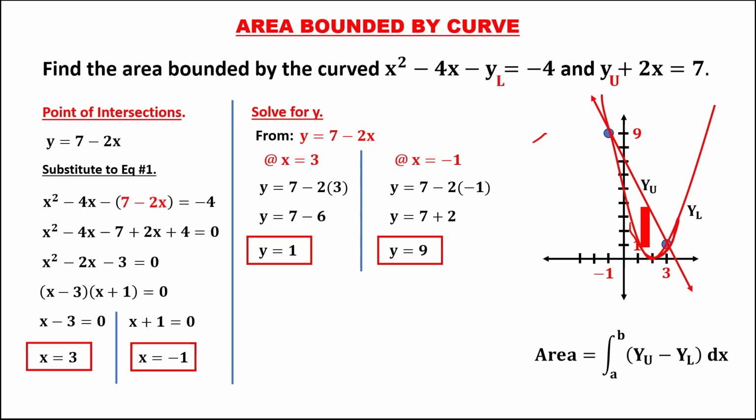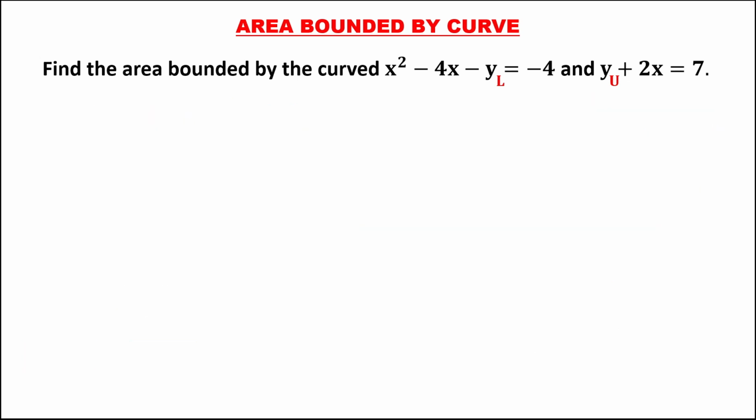So first, we need to solve for the upper y. To solve for the upper y from this equation, transpose this positive 2x to the other side. So therefore, the upper y is equal to 7 minus 2x.